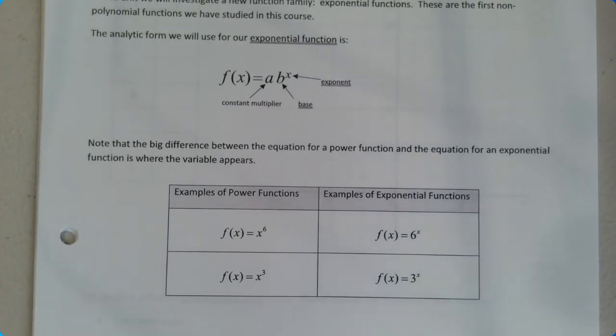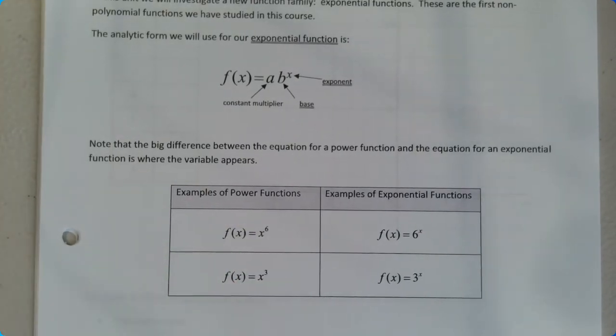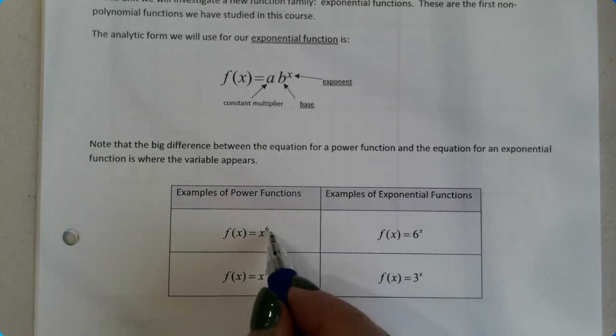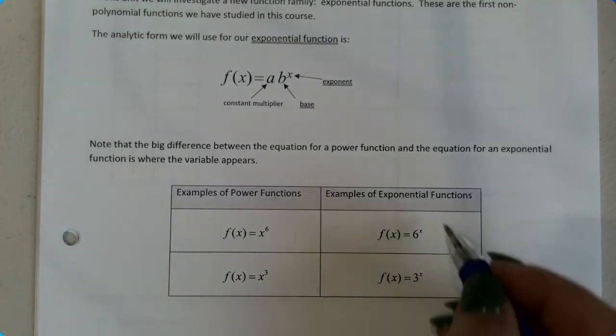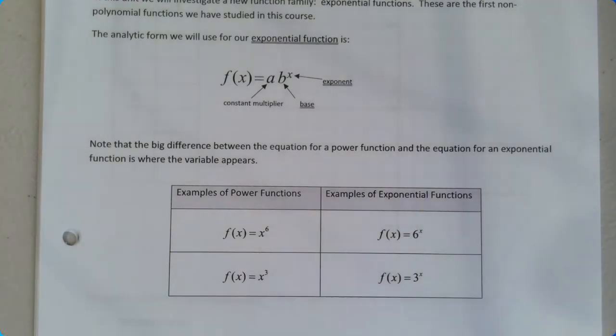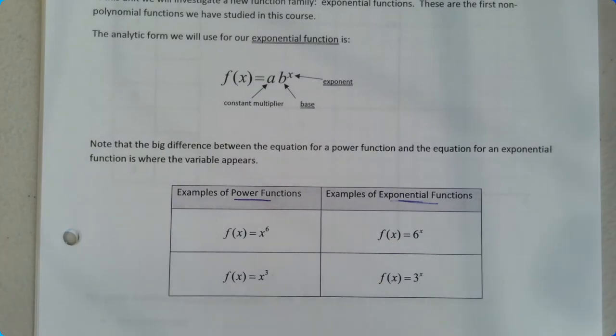Just to highlight that difference again, back in our power functions section, we had constants as the exponents, x to the sixth, x to the third. We now have variables for the exponents. These are power functions. These over here are exponential functions. All right, so we're ready to start investigating this new kind of function, this f of x equals a b to the x.